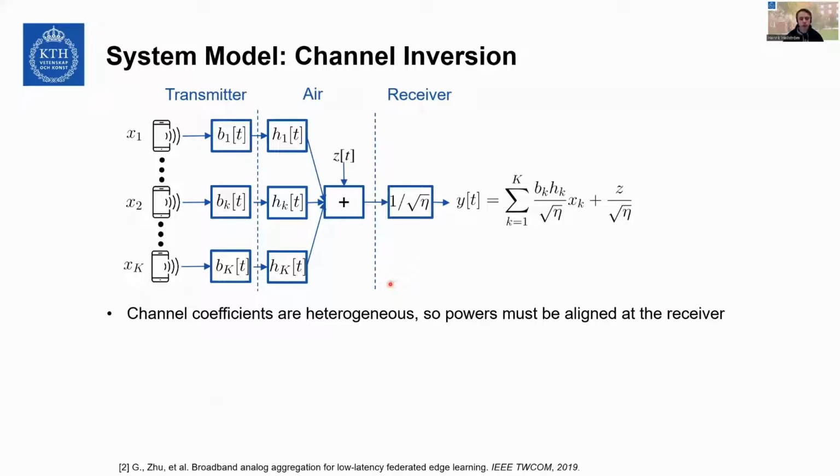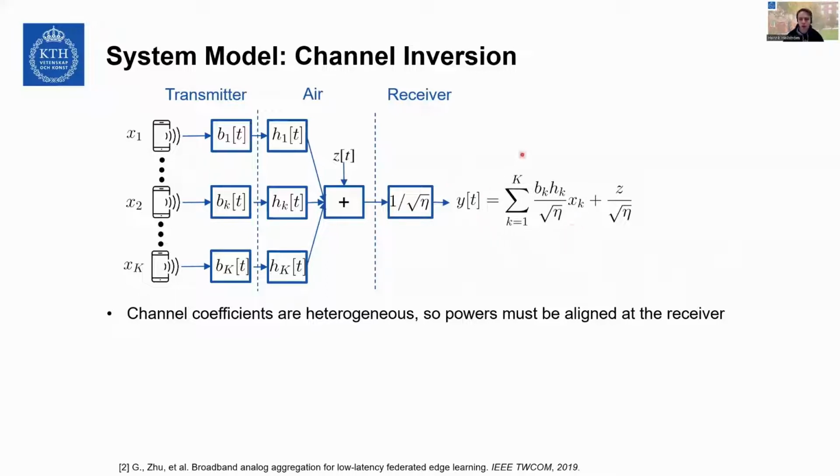In this slide, I've illustrated our complex baseband representation of the system using a block diagram. Once again, we have the messages X that the transmitter wants to send, but each device multiplies it by a pre-transmission scalar B before sending it on the channel. The message is then multiplied by a channel coefficient H and summed up via this superposition principle together with some additive noise. Finally, in the receiver hardware, we apply a post-transmission scalar eta to form the received signal Y. And remember, using this Y, we are interested in estimating the sum of the X's.